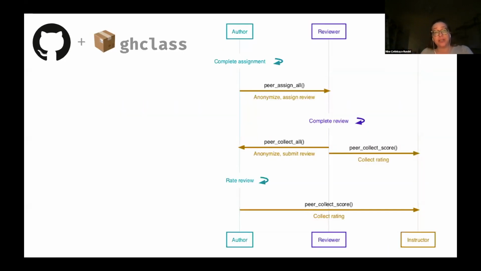Another thing is I talked about peer review. So one of the things that's hard about peer review is getting all the submissions from your students, anonymizing them, randomly assigning them to people, getting those back, giving it back to the students, and then peer review literature says it's also good for students to reflect on the review they got. So there's a lot of moving of pieces around that, as the number of students grows, becomes a hassle. So the ghclass package actually has a set of peer functions that allows you to move these files around, that allows you to automate this process, basically.